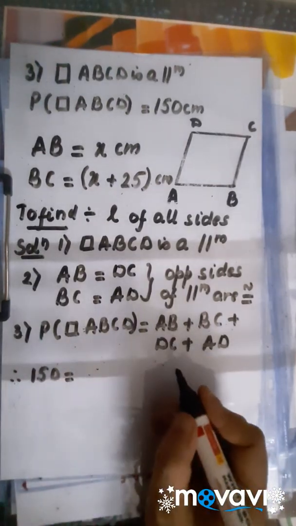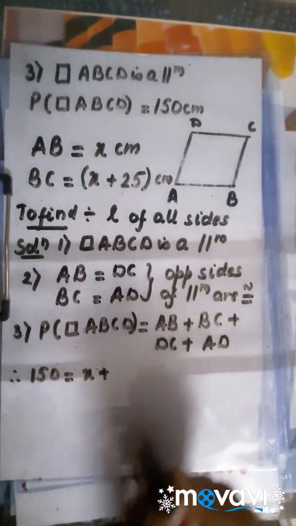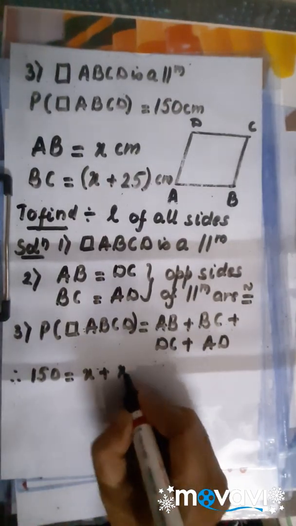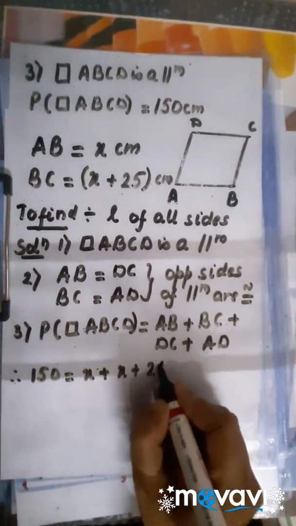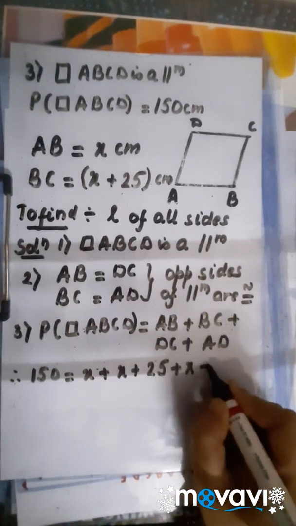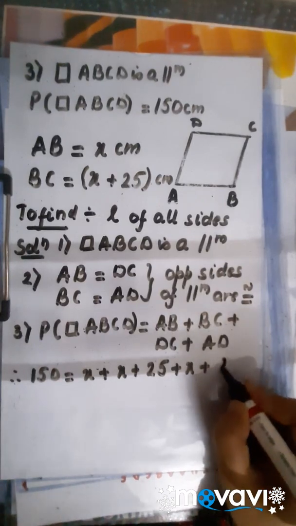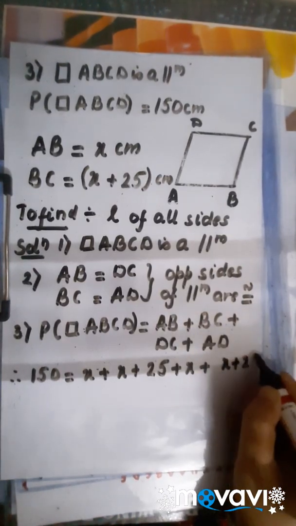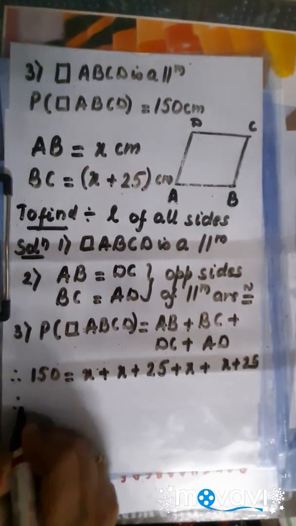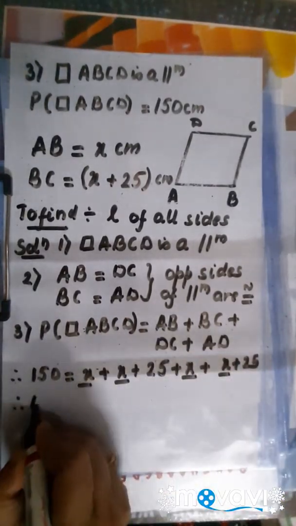The perimeter is 150. How much is your AB? X. How much is your BC? X plus 25. DC is again equal to X, and AD is equal to X plus 25. So therefore, X plus X plus X plus X is 4X.